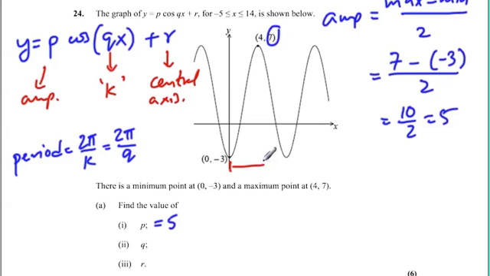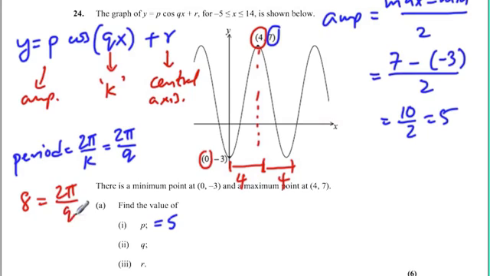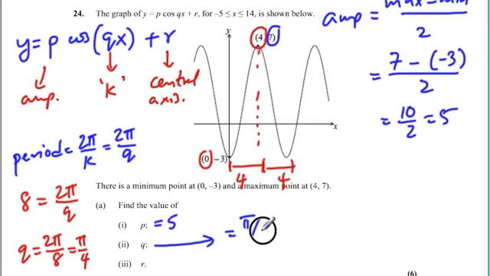Over here, from this point, the x distance from 0 to 4 is a distance of 4. But keep in mind, this is not a full cycle. This is just half a cycle. So half a cycle is 4, so the full cycle will be another 4. So the period is really 8, and that's equal to 2 pi over q. If I manipulate this, q is simply 2 pi over 8, which is equal to pi over 4.